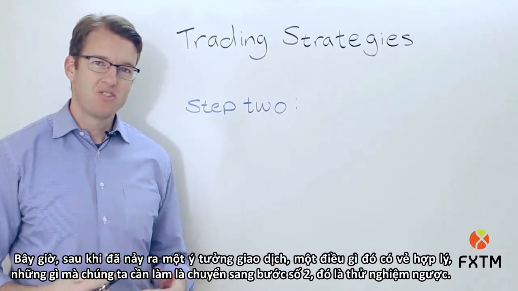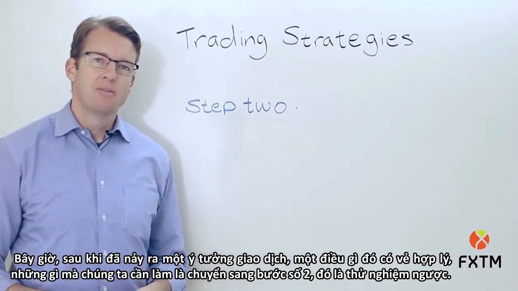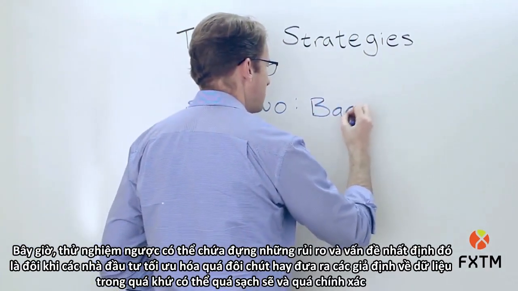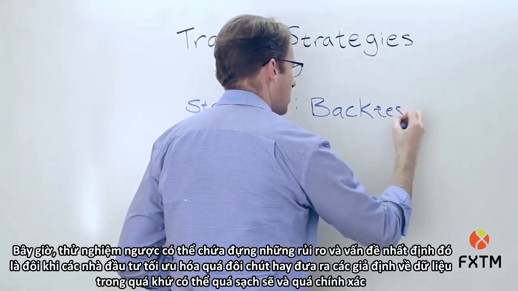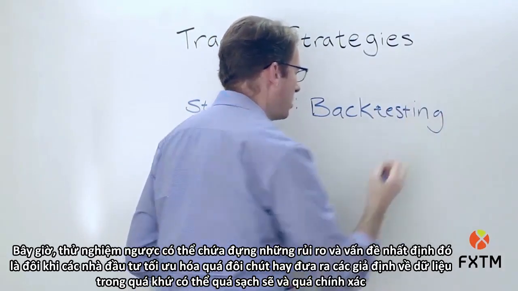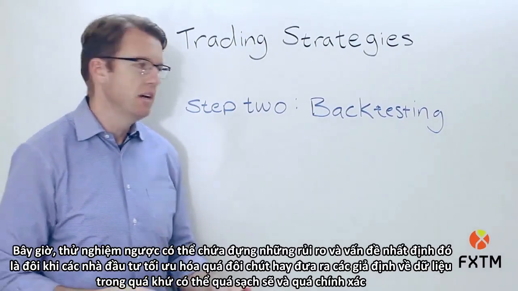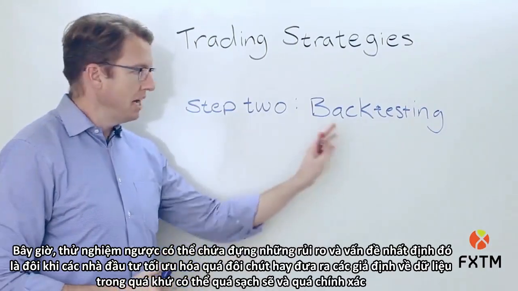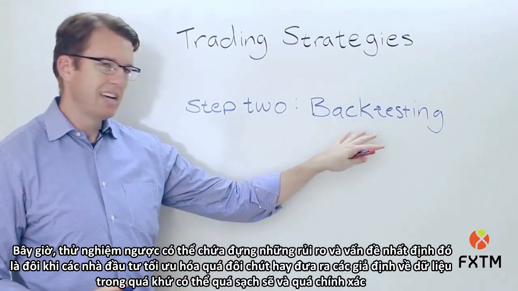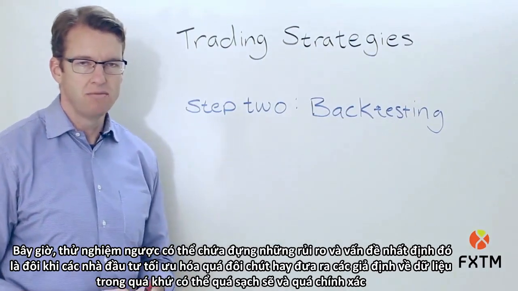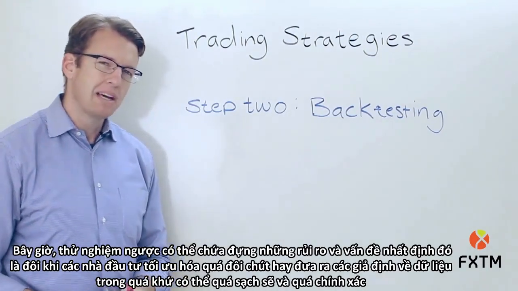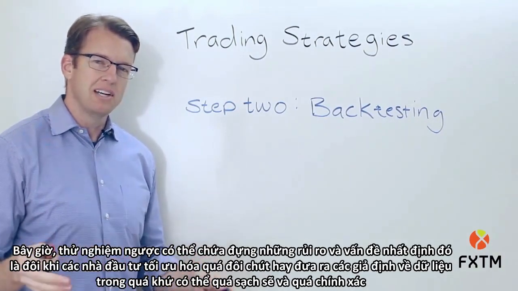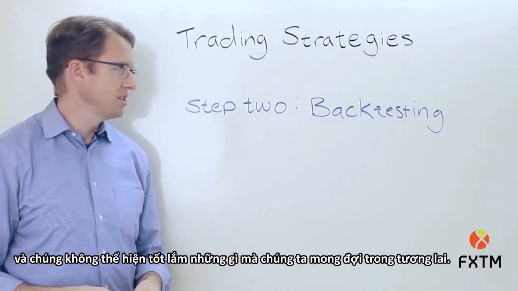Now once we've come up with a trading idea, something that seems to make sense, what we need to do is to move on to step number 2, which is backtesting. Now backtesting is basically what we do when we are going back into historical data and we're applying our rule set, so our trading idea, to that historical data to see, well, how would that have worked in the past? Now, backtesting can contain certain risks and problems in that investors sometimes over-optimize a little bit, or they make assumptions about the data in the past that may be so refined and so precise that they're not very good representations of what we should expect in the future.